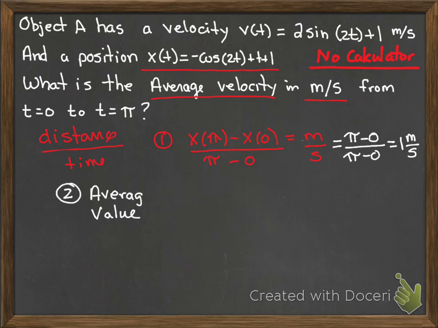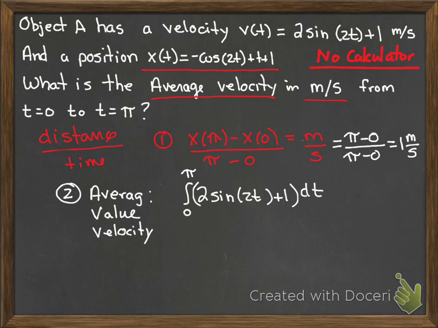Our second option is to find the average value. And because the value we're looking for is velocity, we're just looking for average velocity. So that's going to be the integral from 0 to pi of our velocity, 2 sine of 2t plus 1 dt. Well, this is going to give us displacement measured in meters, but I'm going to need 1 over b minus a, and in this case, our b is pi and our a is 0.